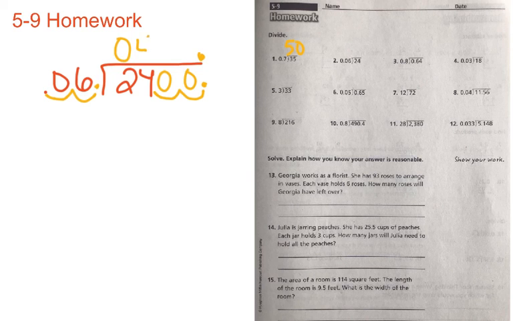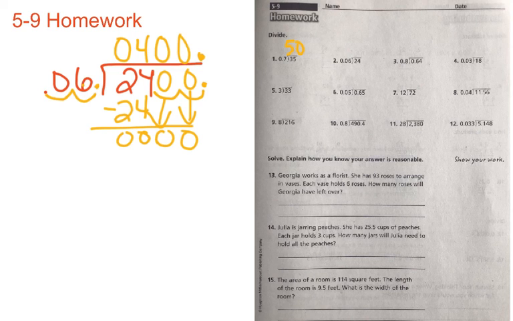6 cannot go into 2 because it is larger. 6 can go into 24 4 times, and 6 times 4 is equal to 24. 24 minus 24 is 0. Go ahead and bring down your next number, which is a 0. 6 can go into 0 0 times. Bring down your next number, which is a 0. 6 can go into 0 0 times. Your answer for number 2 is 400.